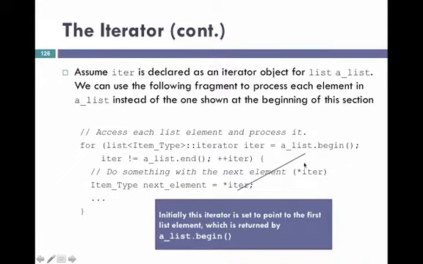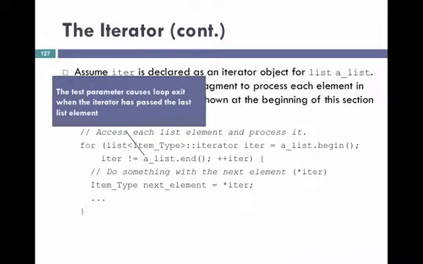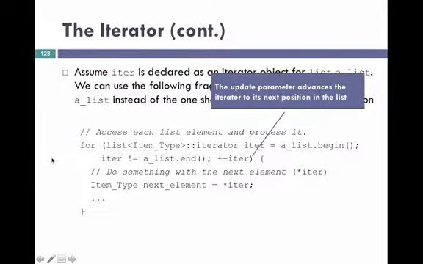Now, it's set equal to the iterator that's returned by the call to begin, and that returns an iterator that points to the first item of the list. Now, the test parameter causes the loop to exit when the iterator has passed the last list element. So as long as we're not at that last list element, we'll continue in our for loop. And the update parameter advances the iterator to the next position in the list. And then we do something with this next element. Using the dereferencing operator, we can grab the next element in the list, and it's of item type.